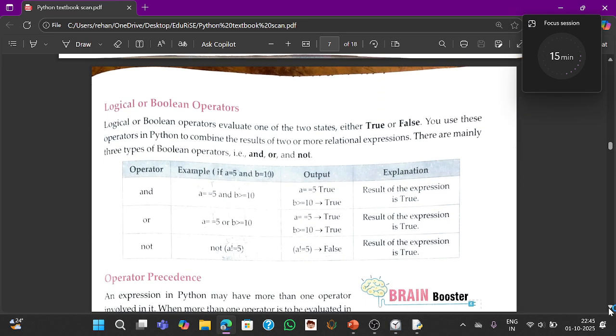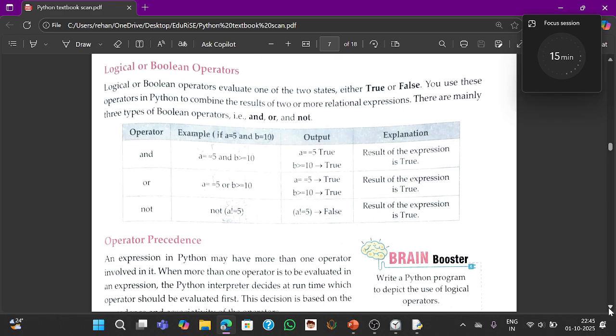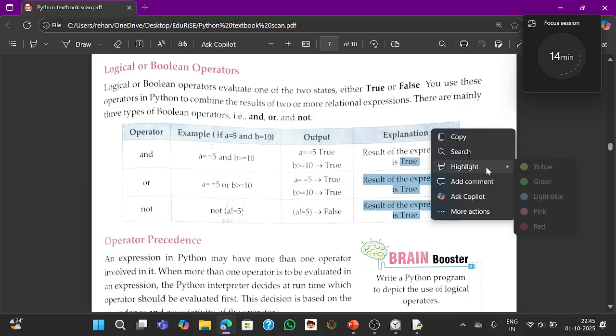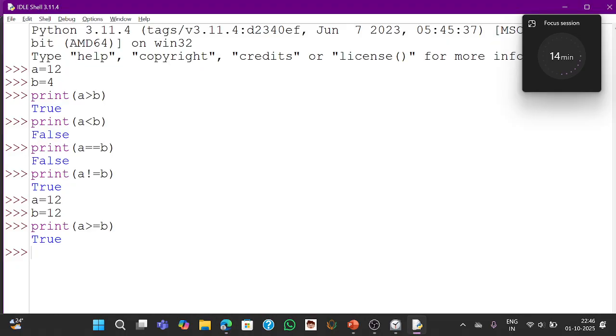Next, going with logical or Boolean operators. Logical operators we have are and, or, not. Logical and operation, logical or operation, logical not operation. Even these logical operations will give you output in the form of true or false. Now, to understand how we are going to use logical operations, let's go into the program.